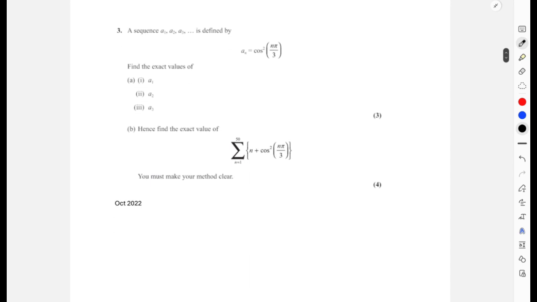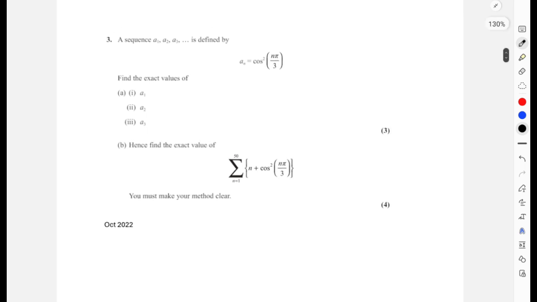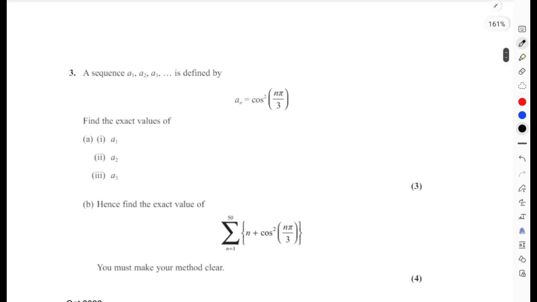This is again a series. This is mostly an arithmetic series, or finding the next term kind of calculations. This is from your October 2022. So we'll start with this one. Over here they have given an expression for a sequence, saying that this formula can be used to find the value of any term. So they want you to find the value for A1, A2, A3.